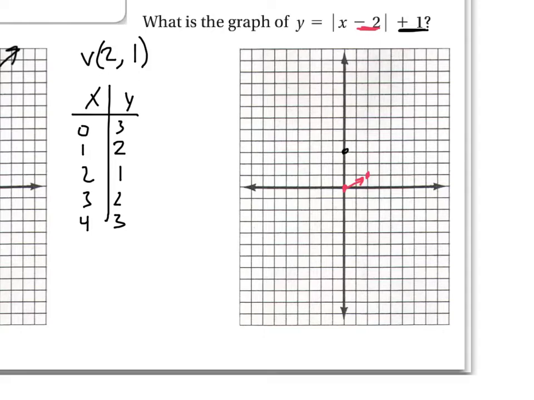(0, 3), (1, 2), (2, 1), (3, 2), and (4, 3). So you see, by having the vertex centered in your T-chart, it shows you all the points you need to draw your graph.